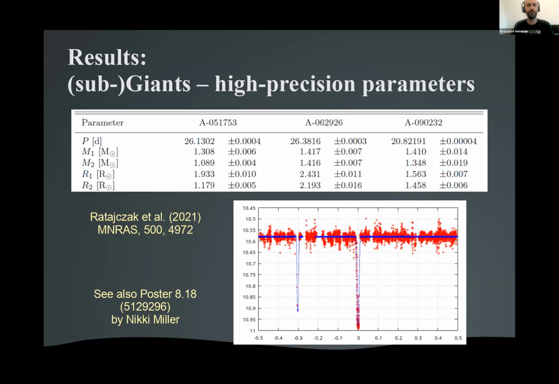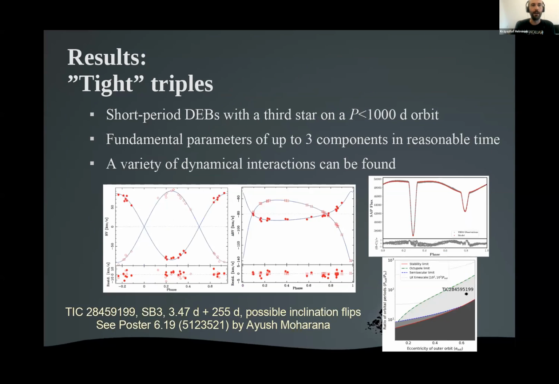The results on giants and subgiants, I just briefly mention that we also have some. Then there are tight triples, a new contribution to the project, defined as eclipsing binaries with the third star on an orbit shorter than 1,000 days. One of the recent examples is shown here, but you can also see it on the poster by Ayush Moharana. Please see poster 619 for all the details.